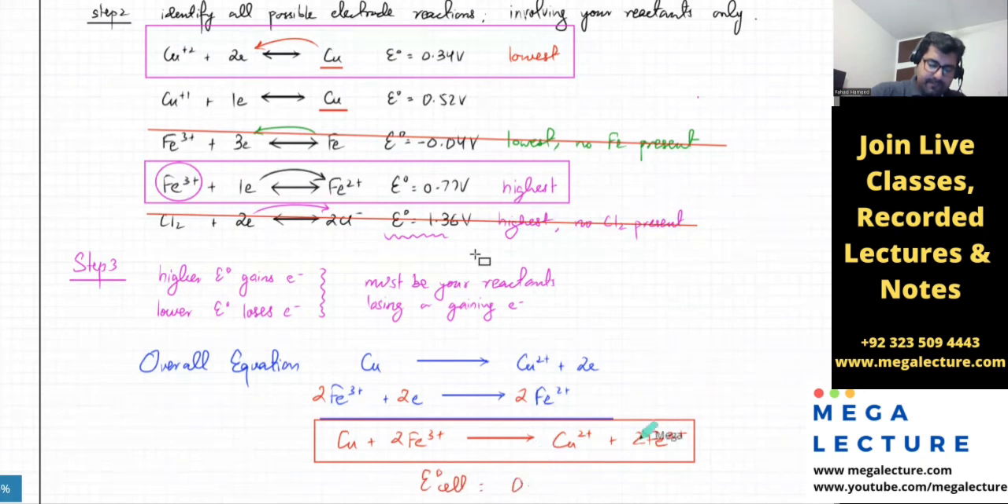That's 0.77 minus 0.34. That's 0.43 volts.